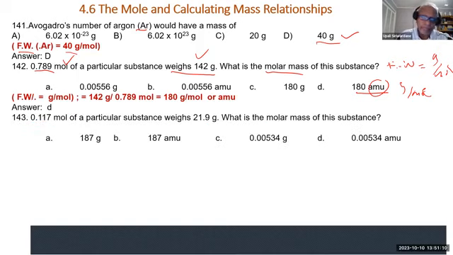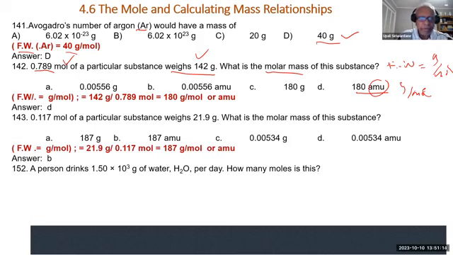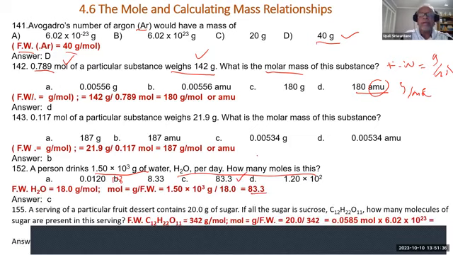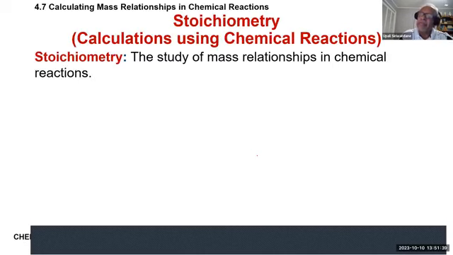Same question. Similar question. Grams of water. How many moles of water? This divided by 18. You get the answer. Answer is C. Now it's easy to calculate moles from grams given the formula mass.